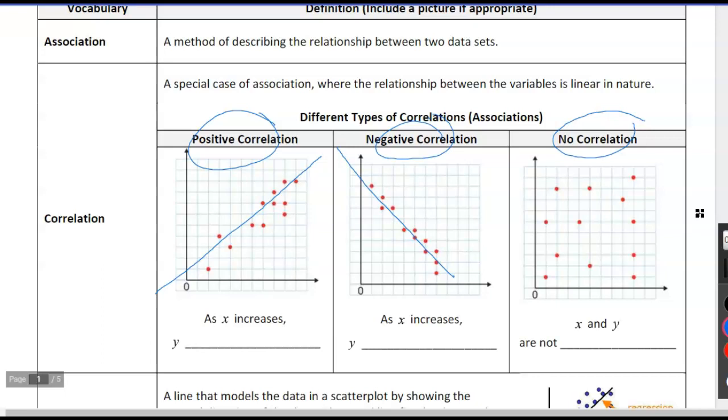So we know that if we have a positive correlation, we have a positive slope, which means as our x increases, our x goes this way, our y increases. And here, it's negative. As our x increases, what's happening to our y values? Our y values are decreasing. And then what happens here? No correlation. X and y are not related.